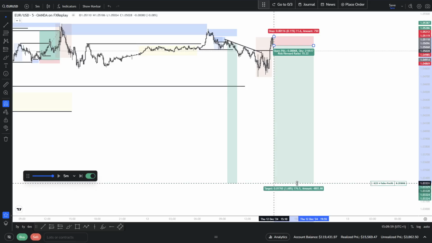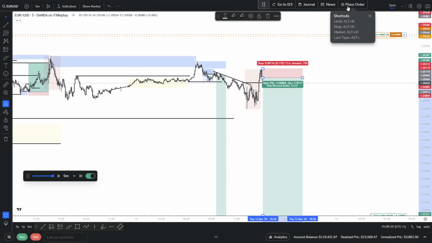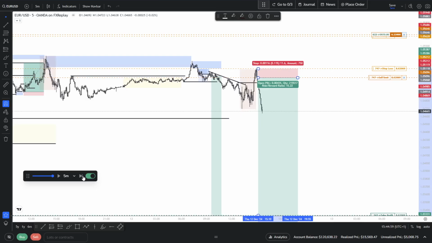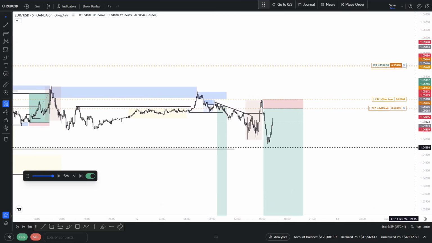Not that good risk reward again, 1.5R, but yep, let's just take that. Save. Come on. Okay, now I'm a bit tired.